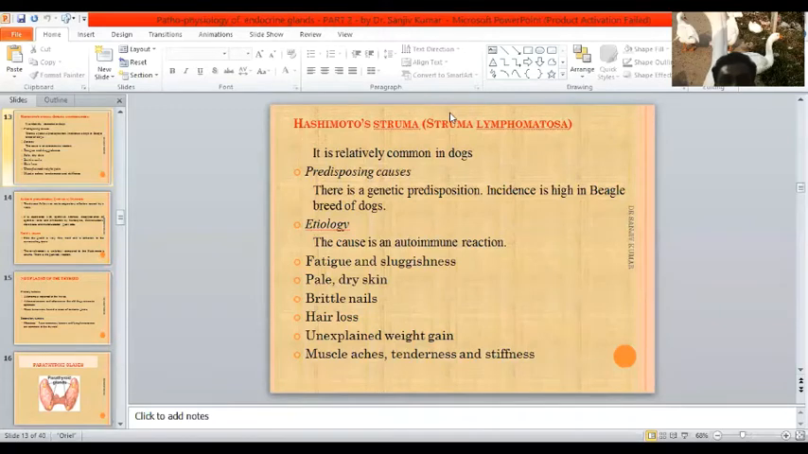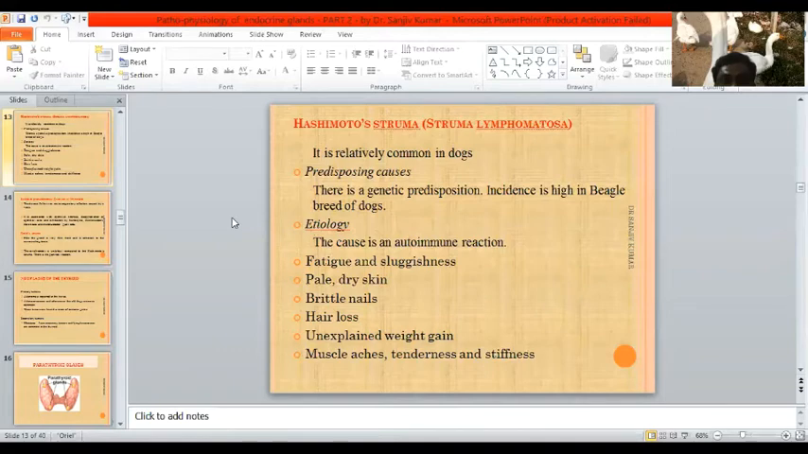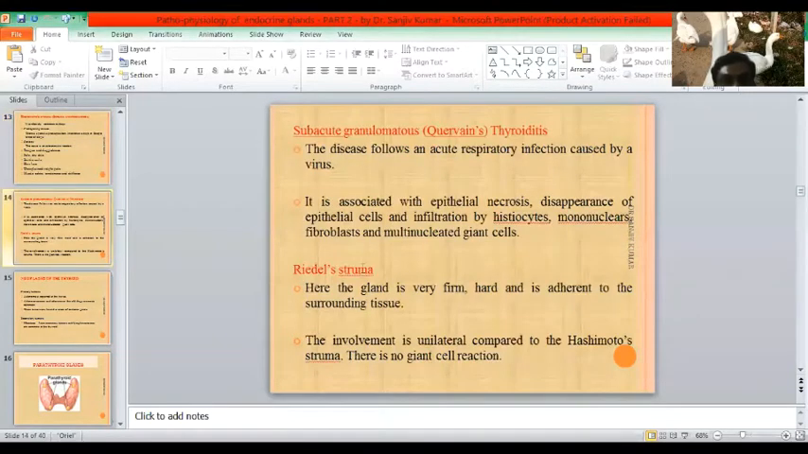The skin will be pale, dry. The nails will become brittle. There will be loss of hair. The animal will lose weight. There will be pain in the muscles and bones. So this is one of the important conditions, also important from examination point of view. These are two other conditions which are not more important.